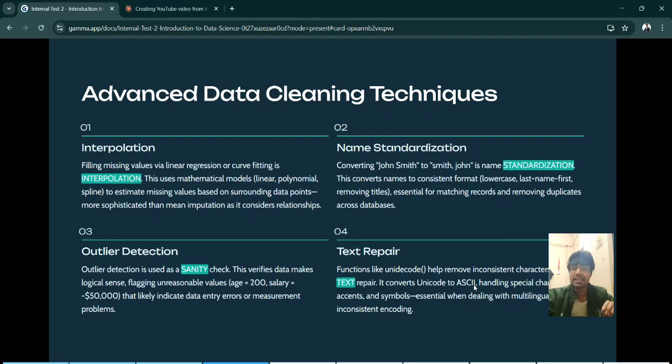So for example, it converts café to cafe and naïve to naive. This is essential when dealing with multilingual data or when different systems use different text encoding like UTF-8, ASCII or Latin-1. So this is all covered in question number 10.